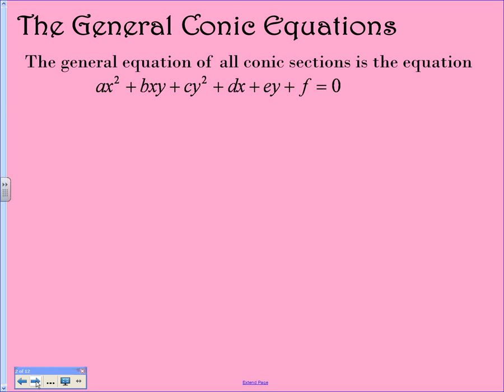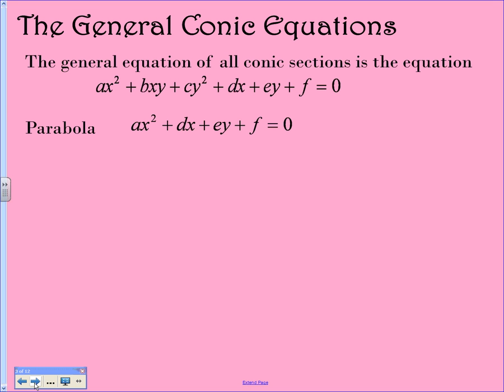That is the general equation: ax squared plus bxy plus cy squared plus dx plus ey plus f equals 0. We don't always have all of the terms. For a parabola, we're missing the y squared term, right?